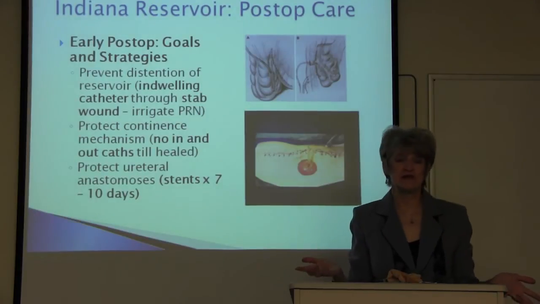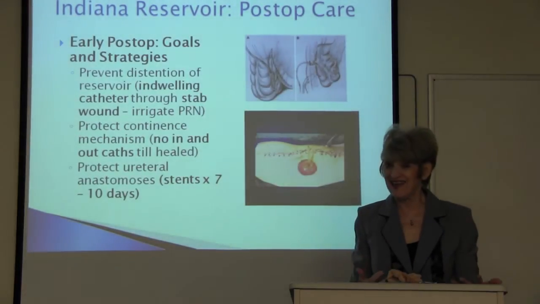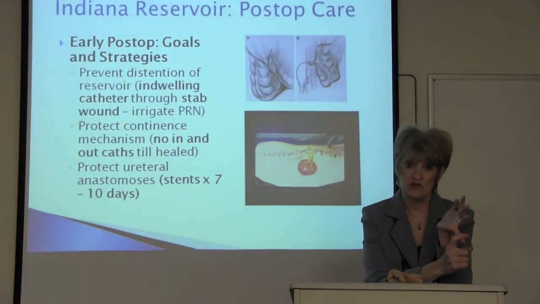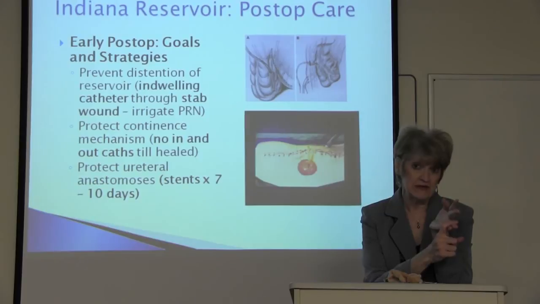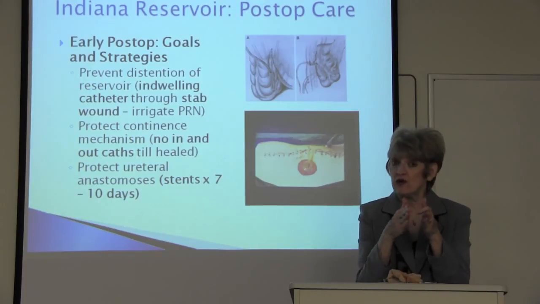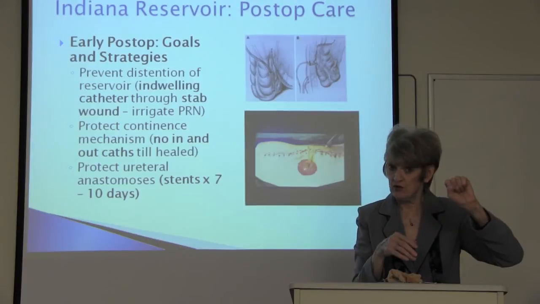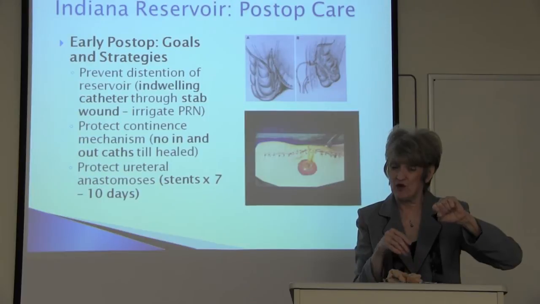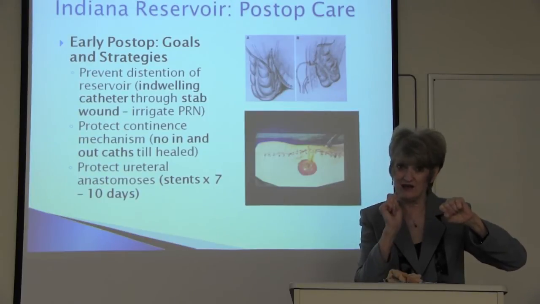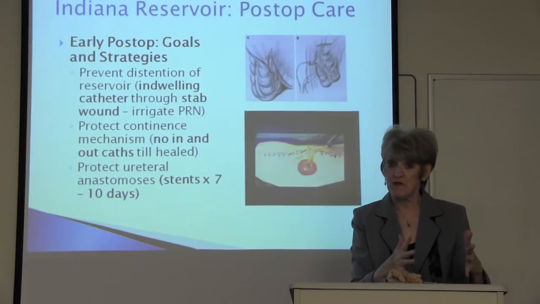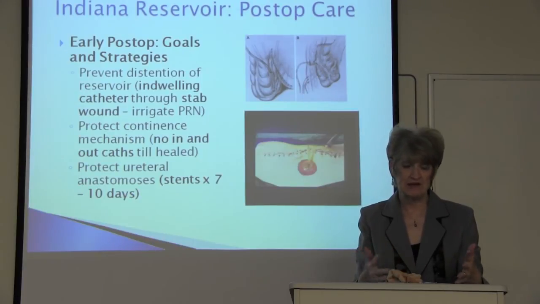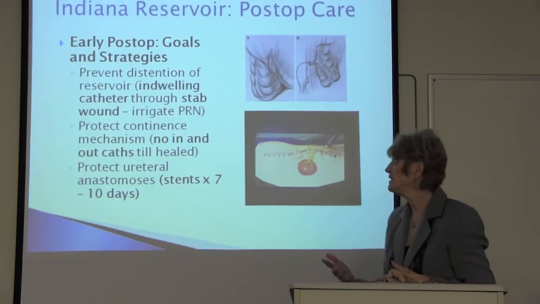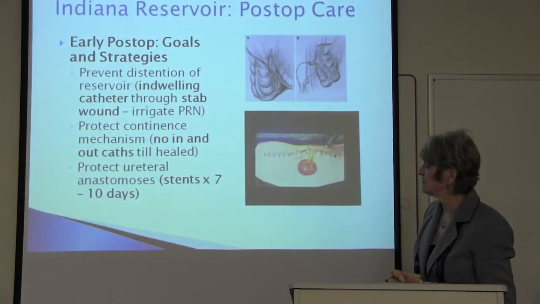So let's talk about early post-op care. Aren't our goals going to be exactly the same? We've got a newly created reservoir. We have manipulated our ureters, so we'll need protection of the ureteral anastomoses. You have a naturally occurring one-way valve, but a newly tapered ileum, so you need protection of your continence mechanism. You don't want to be putting things in and out, in and out, in and out. So management early post-op is going to sound very much the same as what we said for the patient with a cochurostomy. Specifically, you want to prevent distension of the reservoir.